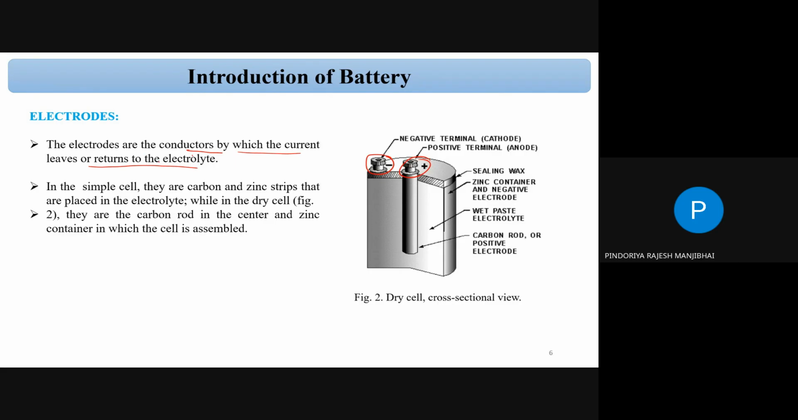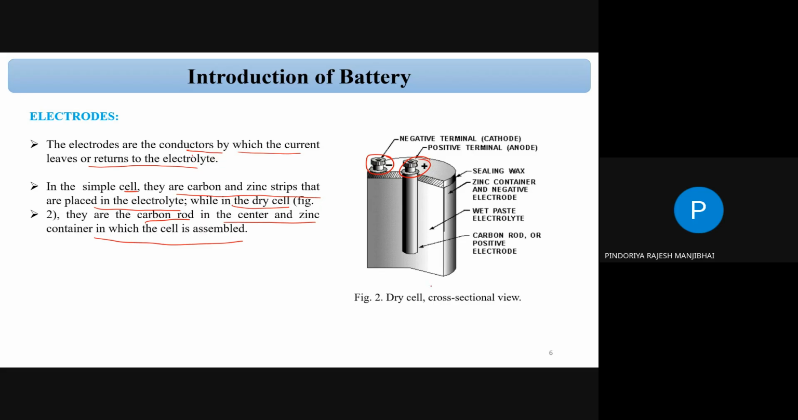In the simple cell, a carbon and zinc strip are placed in the electrolyte, while in the dry cell, shown in figure 2, there is a carbon rod in the center and a zinc container in the cell assembly. Normally we cannot use chemicals in some cells, like the A4 cell, which we can use in a remote as well as a charger. That is not like a chemical cell. But in a vehicle we can use H2O, the chemical part, for the electrolyte process.